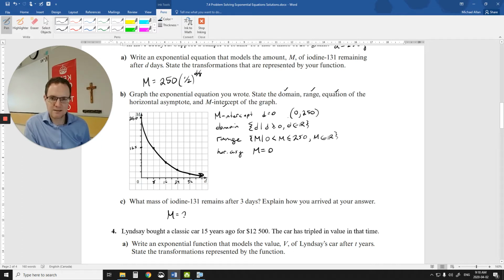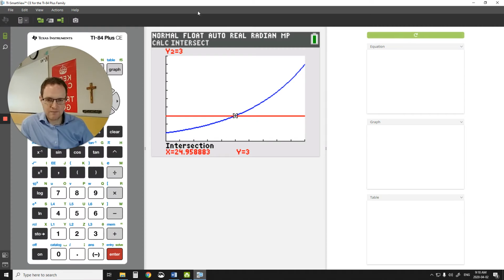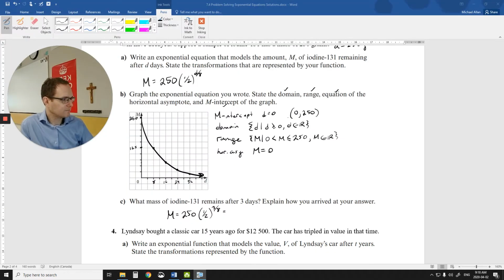So what's the mass after 3 days? I'm just going to put that into this equation here. So 3 over 8 is my exponent. Pull out my graphing calculator. Just put it on the other screen. 250 times 0.5 raised to the power of 3 over 8.